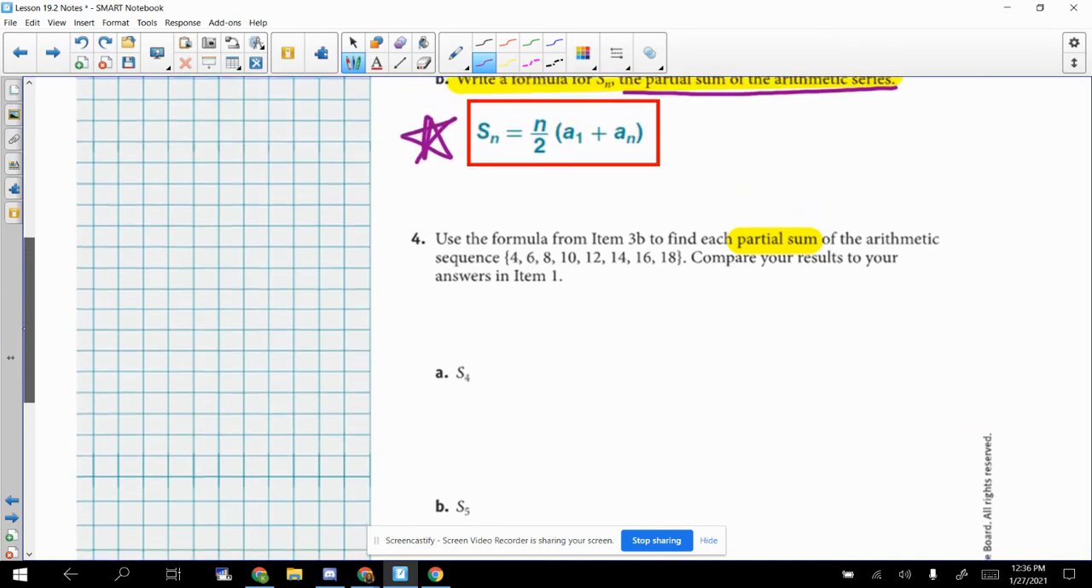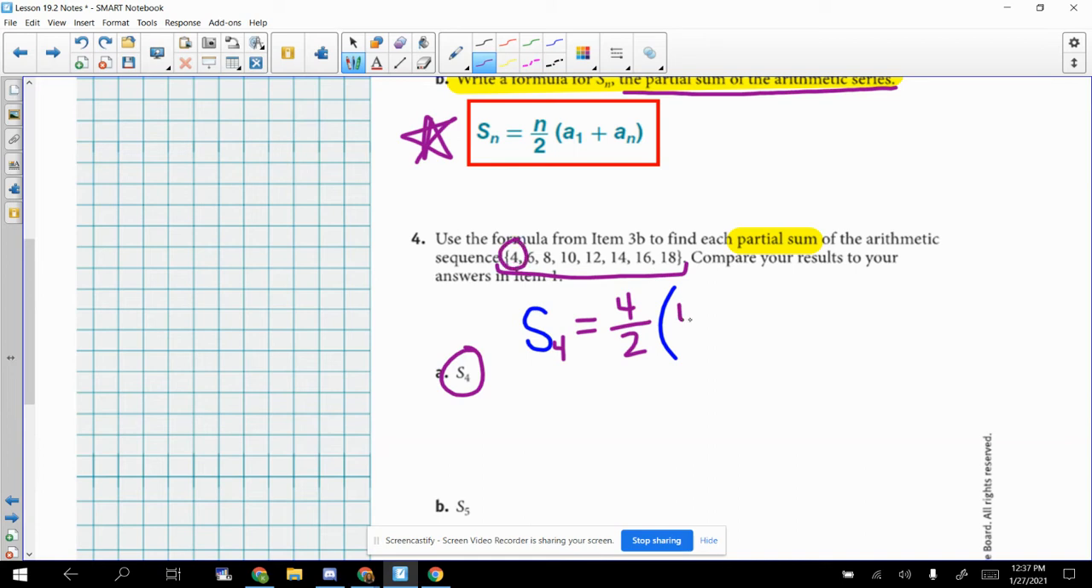Okay, so let's go ahead and practice here. Again, S sub 4, we're using the same sequence here. Okay, so we're just going to see, does it work out the same way? So S sub 4 equals, again, n is 4 divided by 2. And then your A sub 1, remember A sub 1 is your first term, so that's also 4. And then A sub n is going to be your last term. Sorry, not your last term, but the 4th term in this case. So we would do 4 plus 10 here.